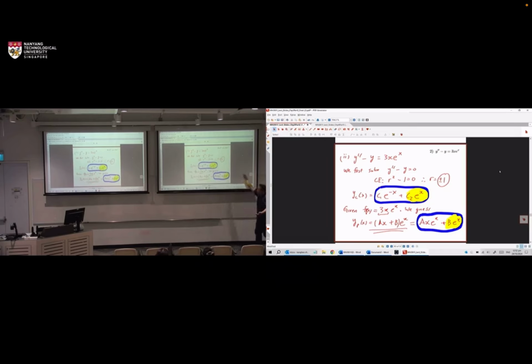Alright? So you look at the right hand side. The right hand side is 3x e^x. So what will your first guess be? Your guess will be the e^x, copy down, and for the 3x here, it will be ax plus b.